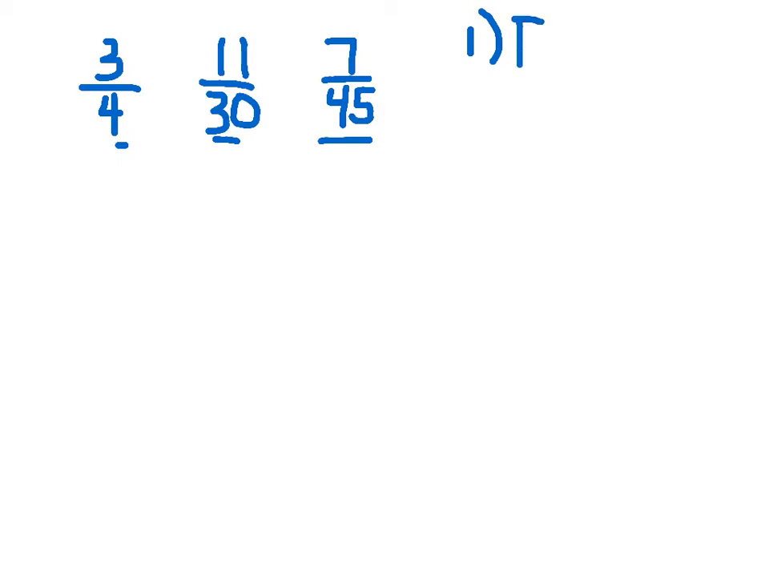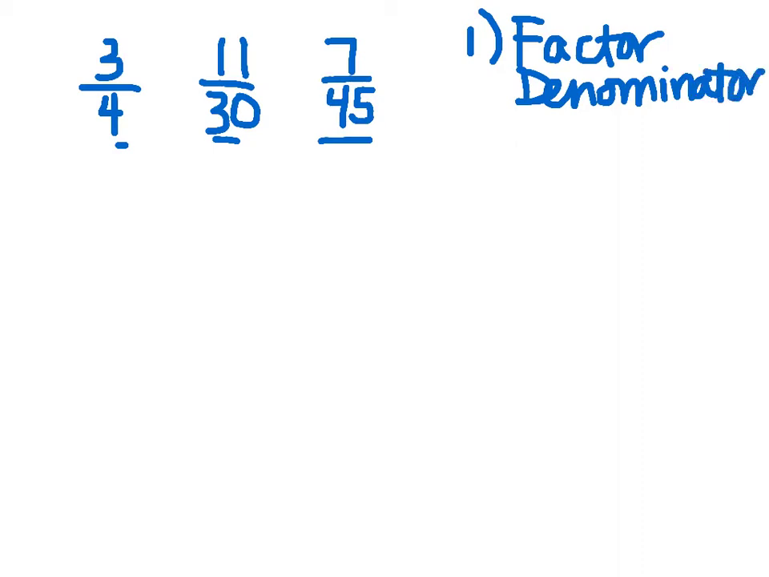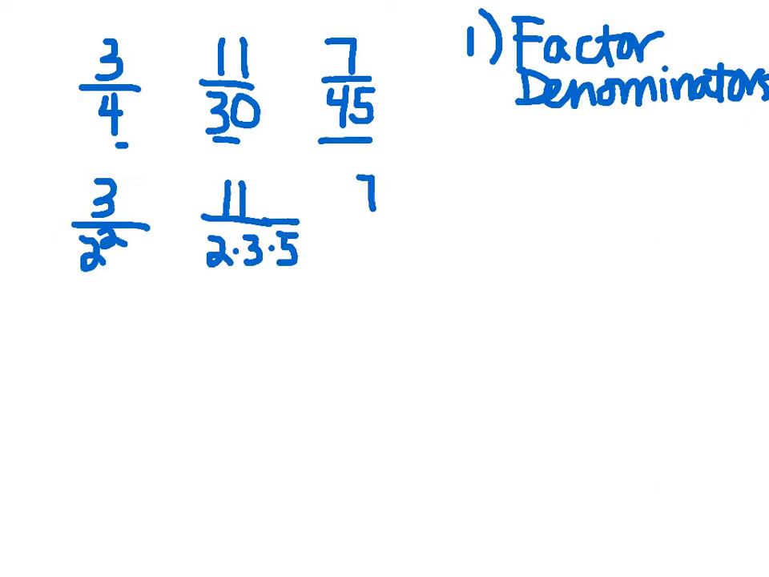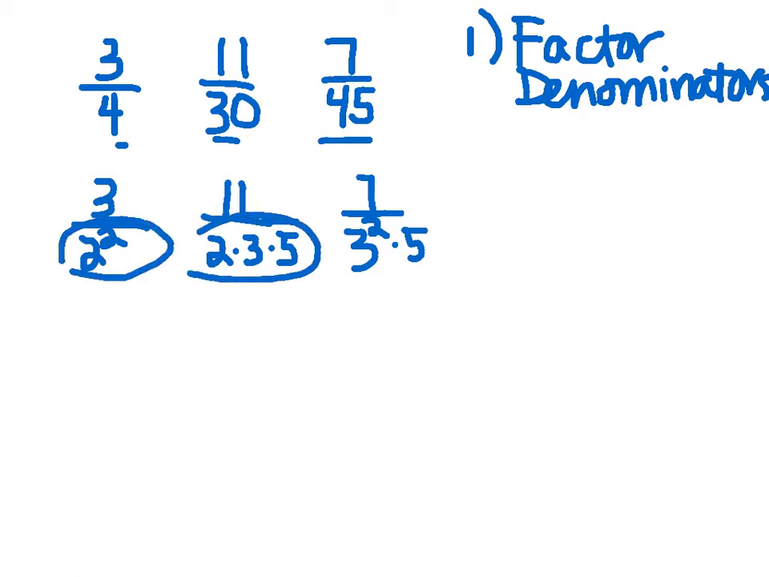The first thing you want to do is factor the denominators. Just like if I were looking for the least common multiple, the fastest and easiest way is to understand the prime factorization. So 3 over 2 squared. This is 11 over 2 times 3 times 5. And this is 7 over 3 squared times 5. For it to be the least common denominator, I need a collection of factors that has all of these in it. If you think back to what we've done with prime factorization, that should make sense.